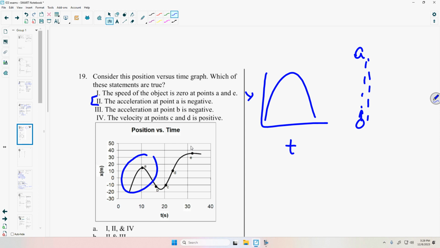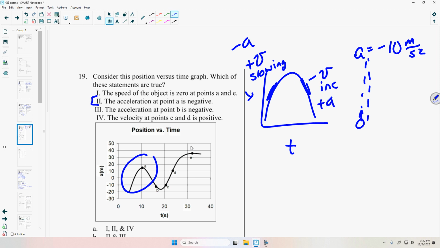And I know in this case that the acceleration is negative 10 meters per second squared always. The reason I know it's negative is because, look, I have a positive velocity that is slowing. That means I have a negative acceleration. Over here, I have a negative velocity that's increasing. That means I have an acceleration that's in the same direction as the velocity, which is negative. And I also have a negative velocity, negative acceleration right there. Even though it's stationary at that point, the acceleration is still negative. So here I have a negative acceleration.